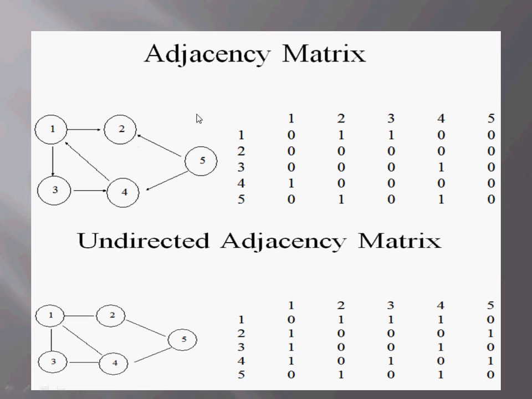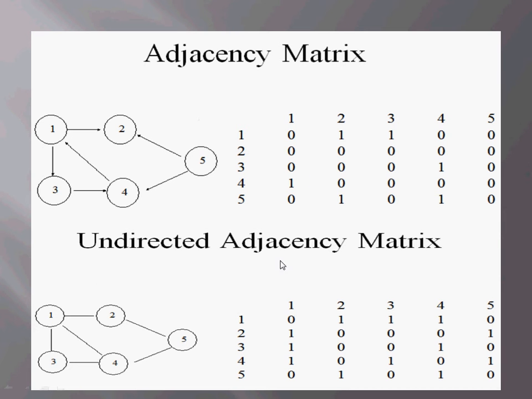Here 1 represents the relationship, its direction. It has a relationship with edges, vertices. And 0 represents there is no relationship. This is the adjacency matrix for a directed graph.